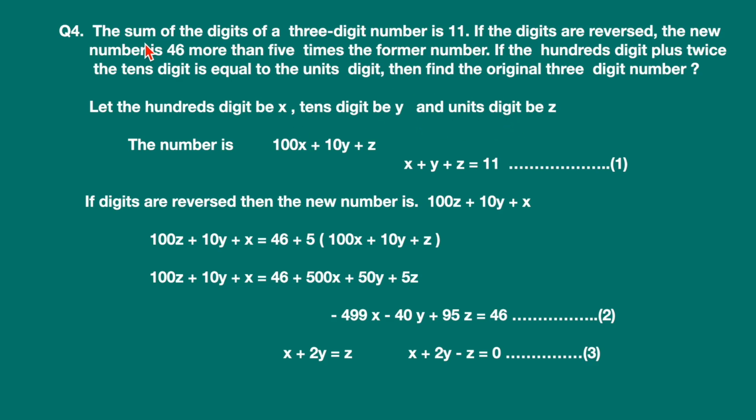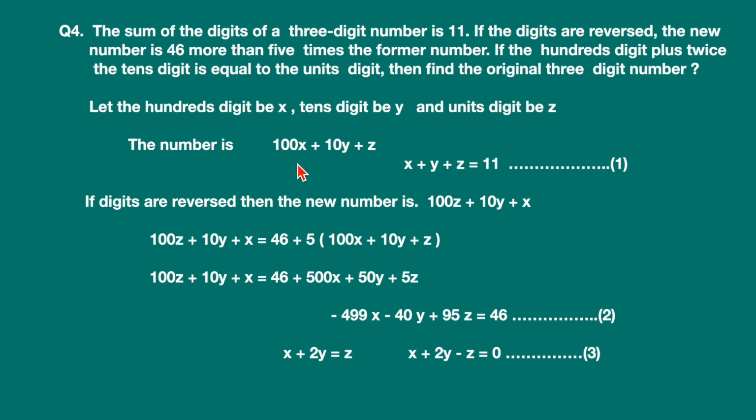The first statement is the sum of the digits of the 3-digit number is 11. So what are the digits? x plus y plus z is equal to 11. So you got the first equation. Very easy, very simple.